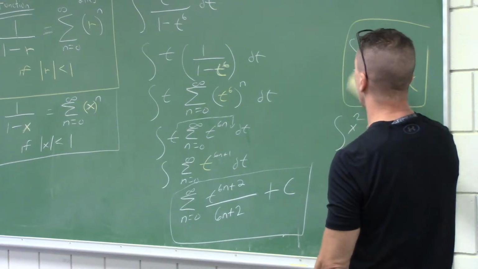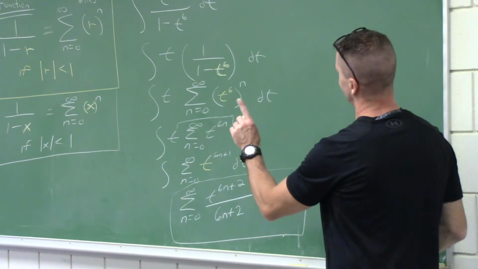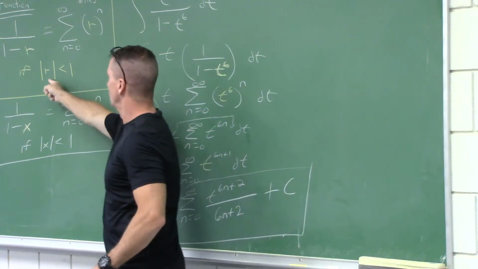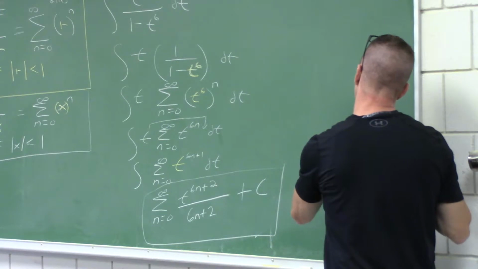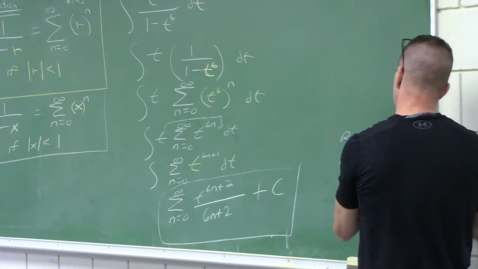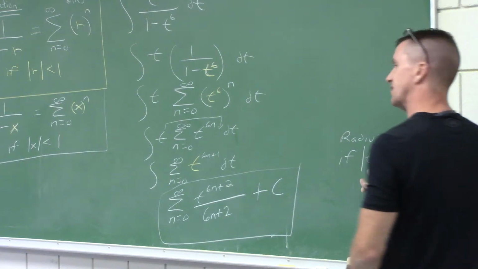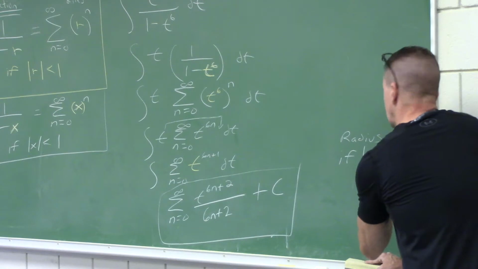It works. Well, hold up. For what value is it? Does that work for every value of t? Let's go back. When will this work? I'm going to make a note. This is that radius thing. What's the radius? This only works if the absolute value of t to the 6th is less than 1. And can you simplify that? That's, I guess, the only negative part to the problem.